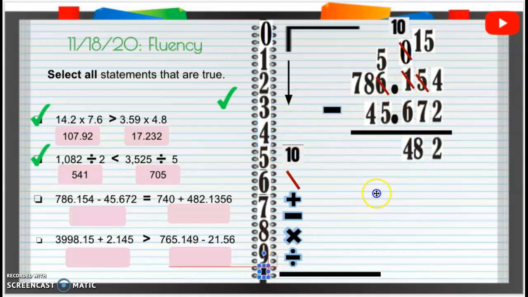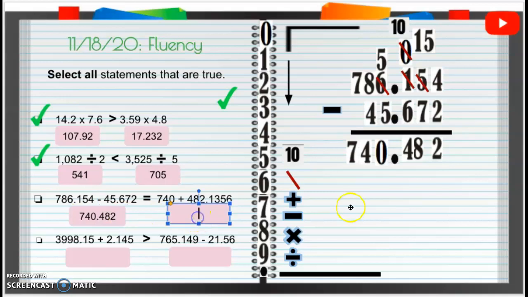Drop that decimal, drop it like it's hot, drop it like it's hot. 5 minus 5 is 0. 8 minus 4, 4. 7 minus 0, 0. So it's going to be 740 and 482 thousandths.